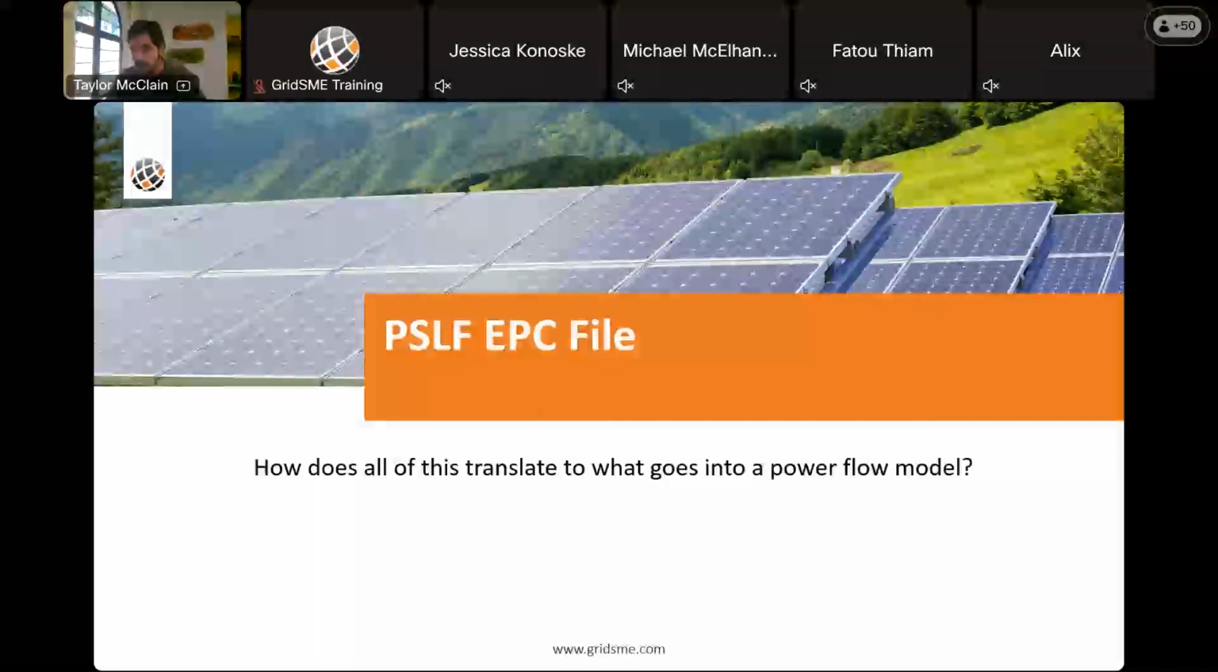Note that there are other power flow softwares, PSSE, PowerWorld. There are other file types. I am going to specifically use the PSLF EPC file here as the example, but after that we will talk about the other options where equivalent modeling can be used and the other power flow softwares where the syntax is going to be different, but the concepts and the overall data that goes in is really the same.